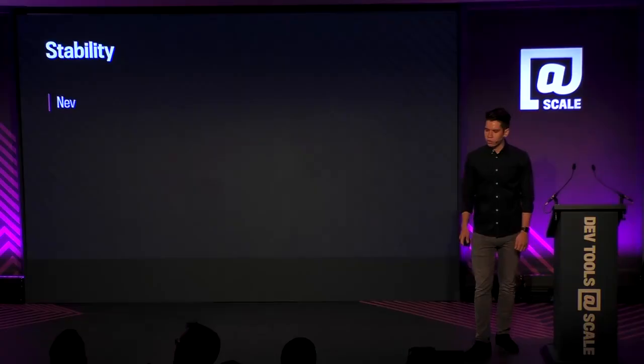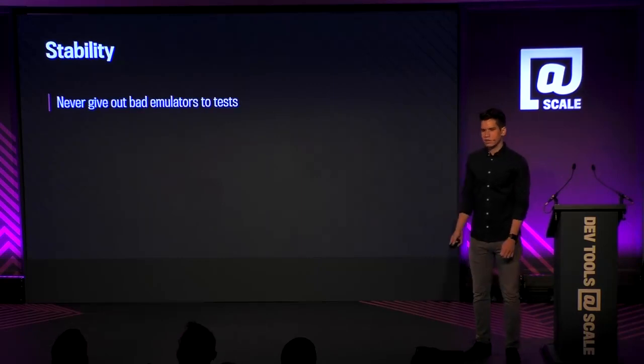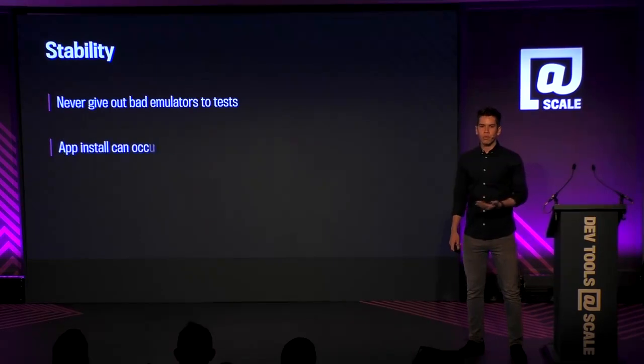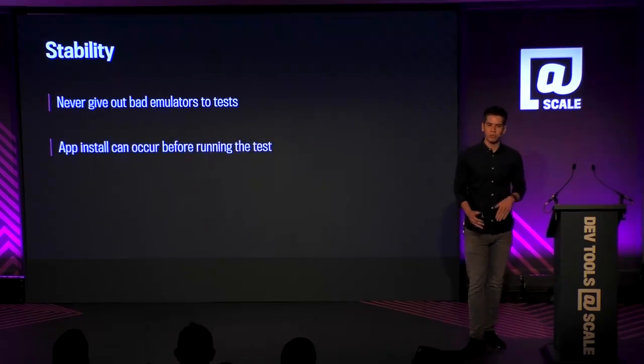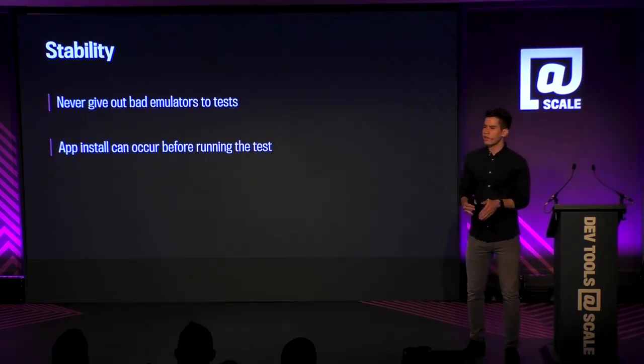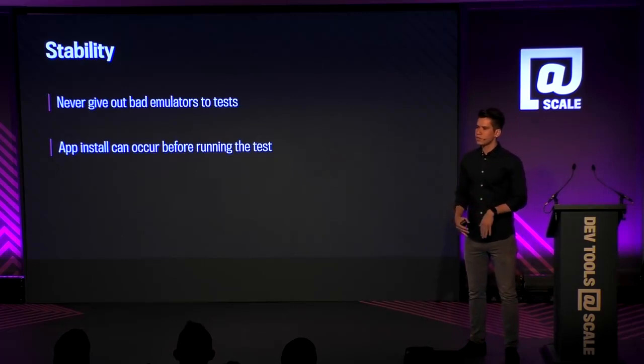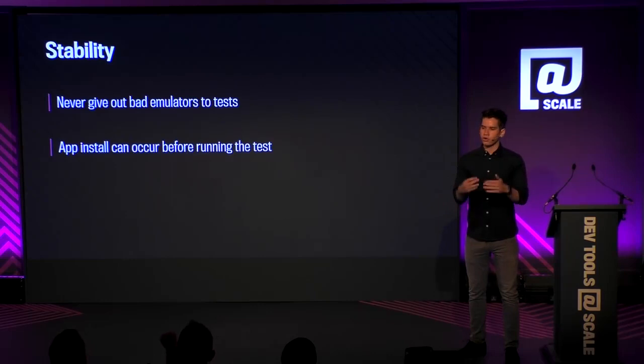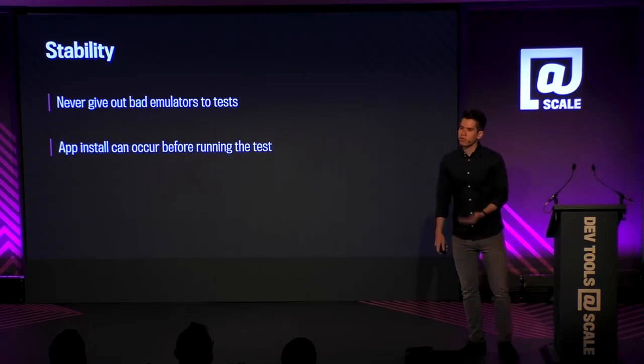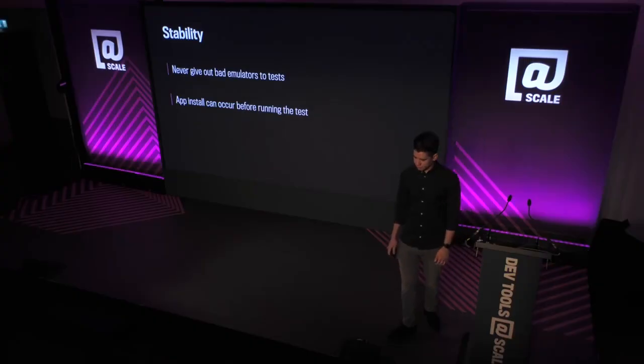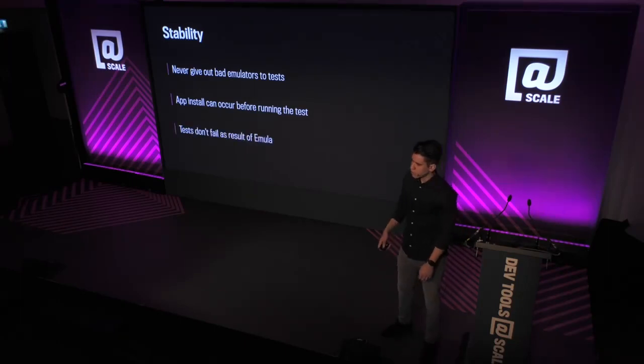So basically, OneWord gives a lot of stability for end-to-end tests. We're never giving a bad emulator to the tests. And if you ever work with end-to-end tests, you know first you need to build the application, and after that you need to build the tests. So while you're building the tests, you can start installing the application on our emulators on the cloud. So actually you can save some seconds there as well. And as a result of us never giving bad emulators to our tests, the tests will never fail due to emulator flakiness.